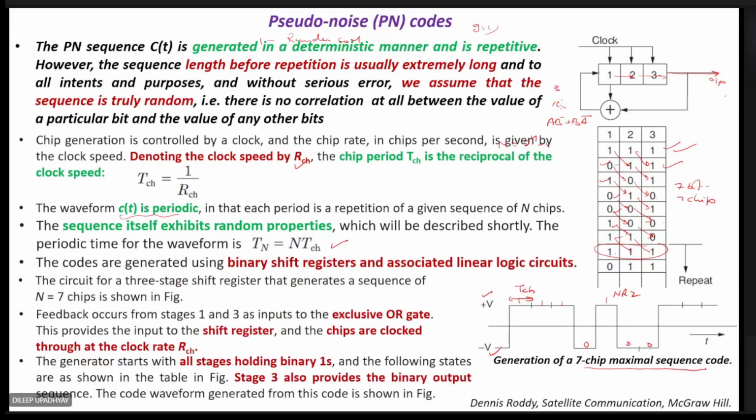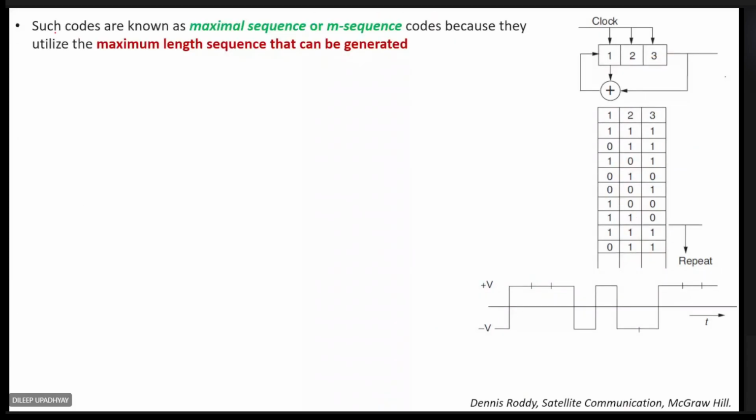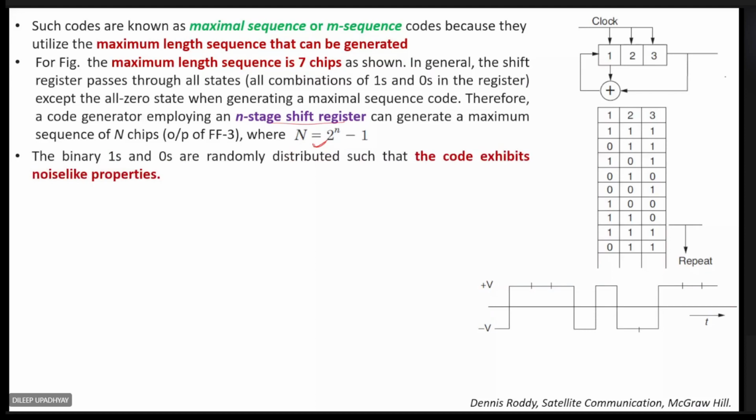All these things I have already discussed. Move to the next. Such codes are known as maximal sequences or M-sequence codes, because they utilize the maximal length sequence that can be generated, and it uses N equals 2 to the power n minus 1, where n is the total number of shift registers. All these things are written so that once I share this PPT, if you missed something, you can simply recall it and go through it.